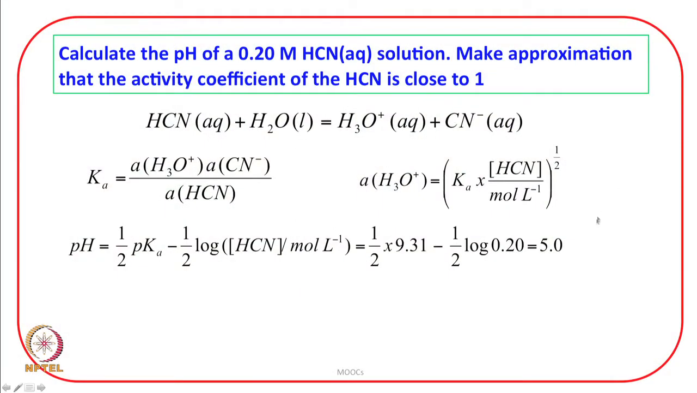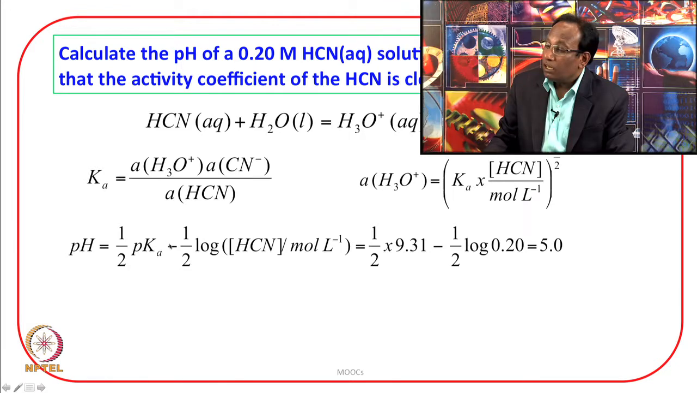And let us take a look at the slide now. That is what I just derived, that pH is equal to half pKa minus half log of HCN concentration, and the pKa of HCN is 9.31 and the concentration of HCN given to us is 0.2 molar, and after calculation you see the pH turns out to be 5.